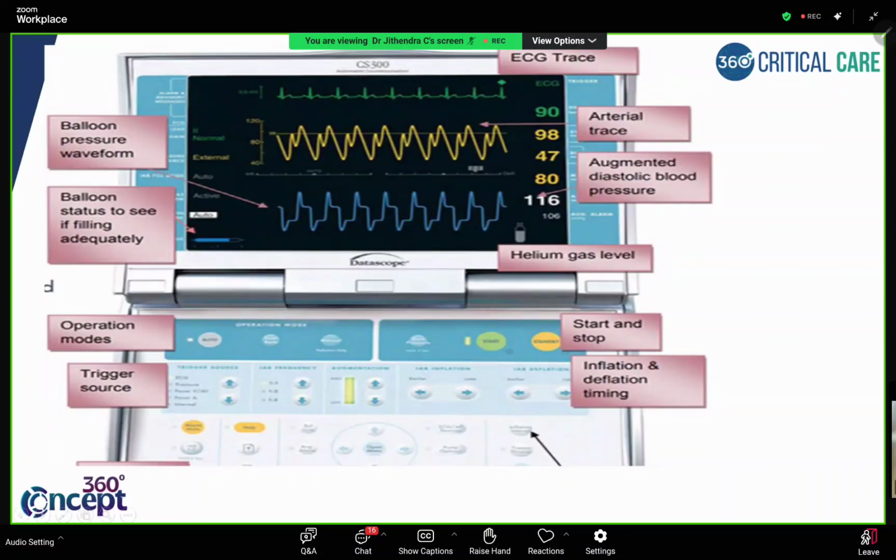And next, you can see the pointer here. So this is the timing. You can set your inflation and deflation using these buttons here. And this is your augmentation. Here you can see all the LEDs are glowing, so that means there's 100% augmentation. And the ratio for your augmentation is 1:1, 1:2, 1:3.